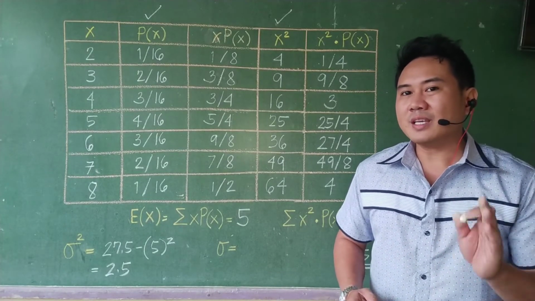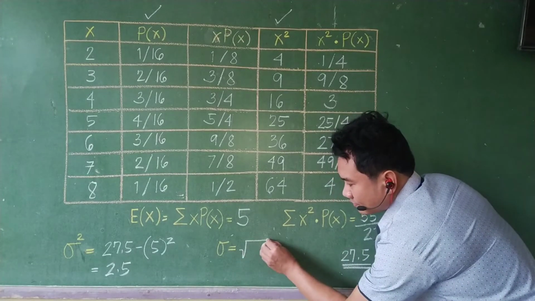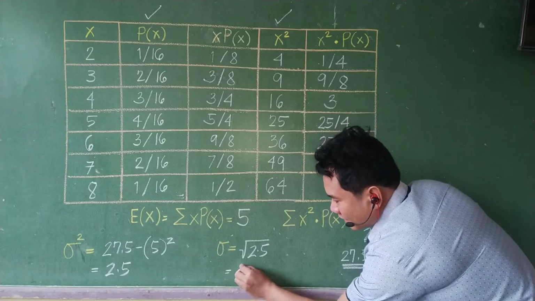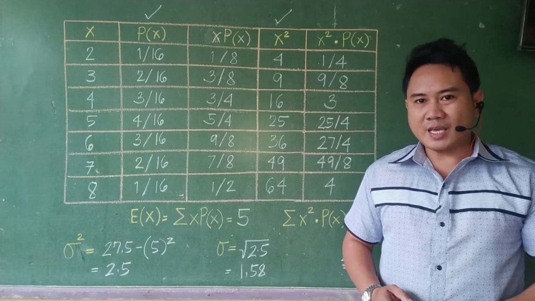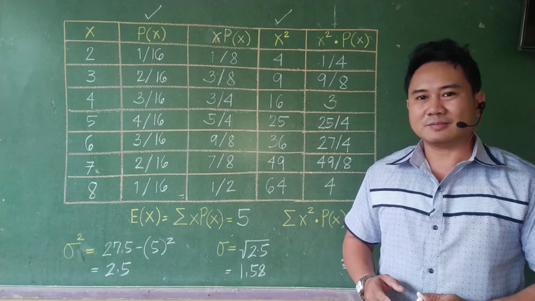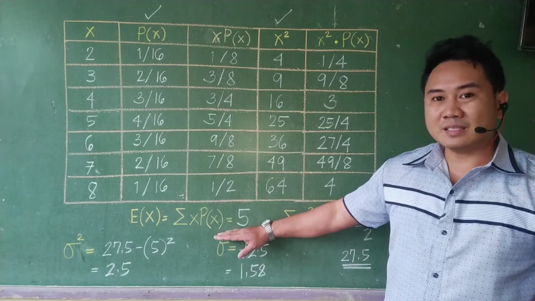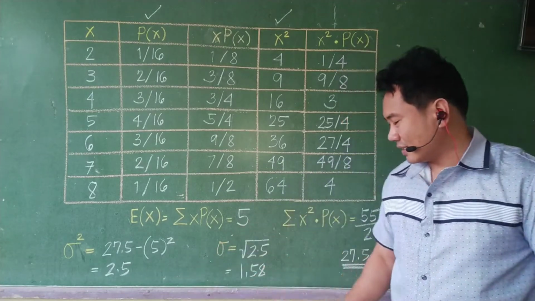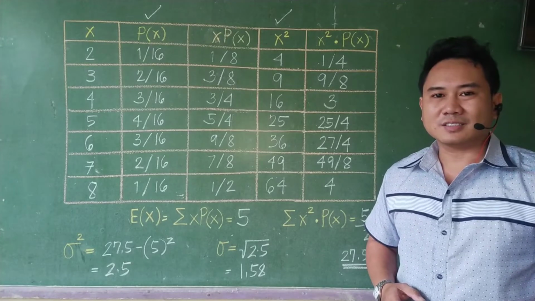Furthermore, if we take the square root of our variance, the result is 1.58. 1.58 is our standard deviation. Again, 5 is our mean. 2.5 is our variance. 1.58 is our standard deviation.